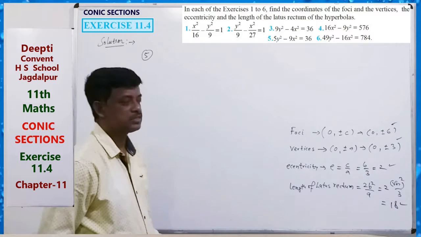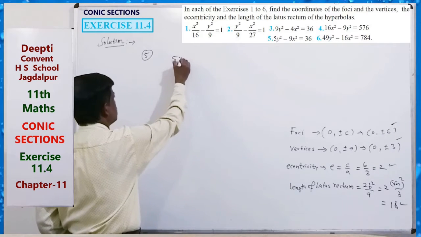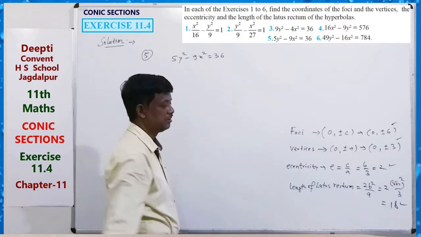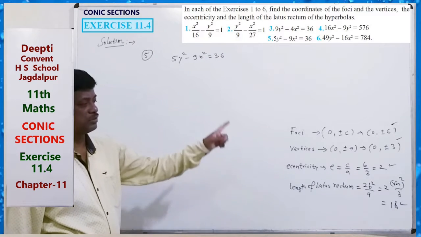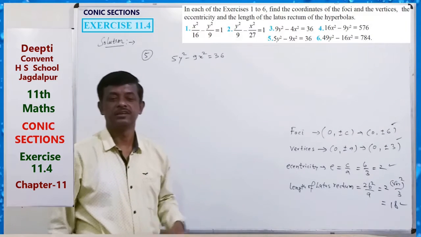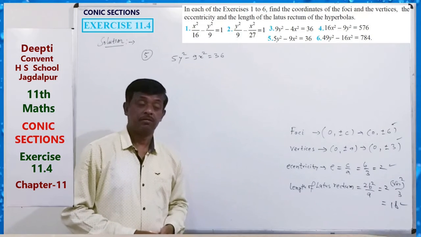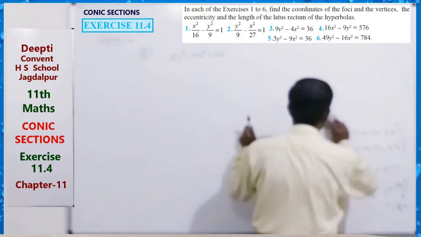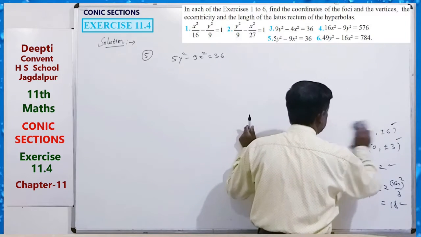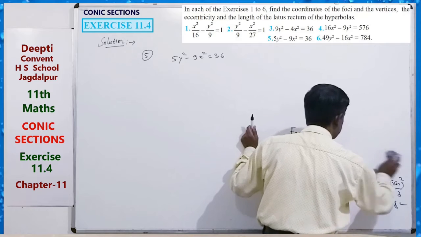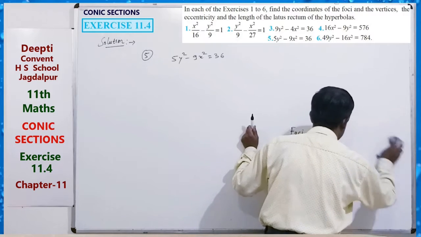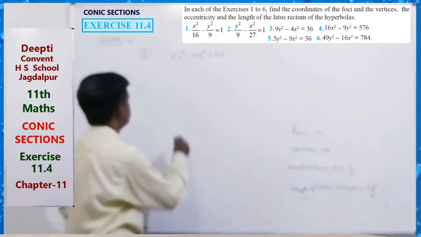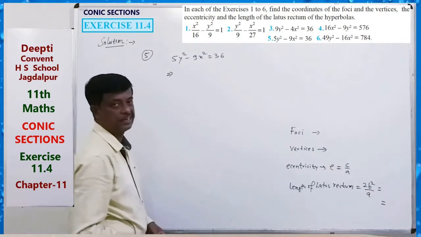5y square minus 9x square equals 36. This is a given hyperbola. We have to find all the things. But for finding this, first of all we have to decide what is the format of this hyperbola. So first of all we have to write it in standard form.